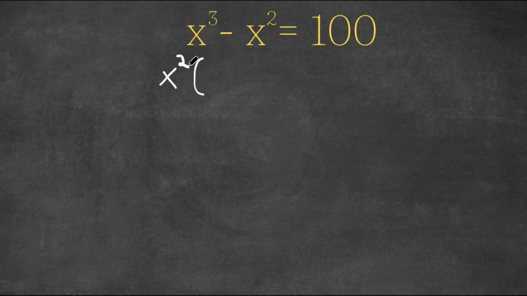x to the power of 3 divided by x squared, well, that's x to the power of 3 minus 2, which is x, because x to the power of 1 is x, minus x squared divided by x squared is simply 1. So we have x squared times x minus 1, and this equals 100 still.